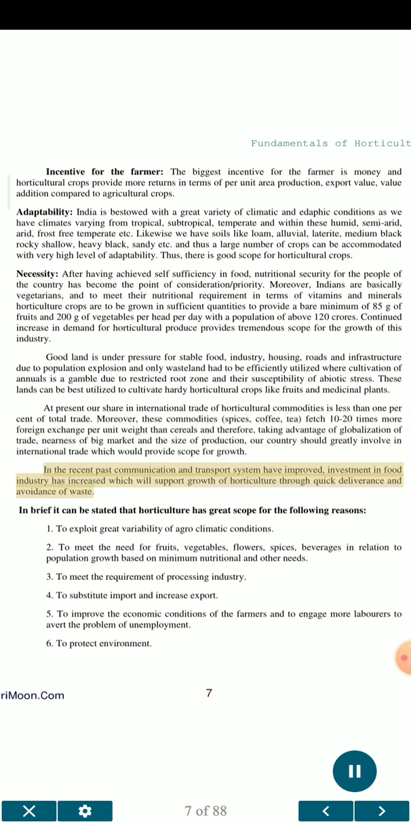In the recent past, communication and transport system have improved. Investment in food industry has increased which will support growth of horticulture through quick deliverance and avoidance of waste. In brief, it can be stated that horticulture has great scope for the following reasons.